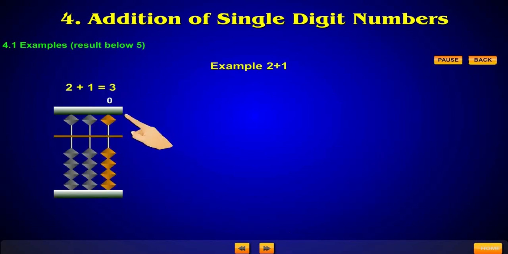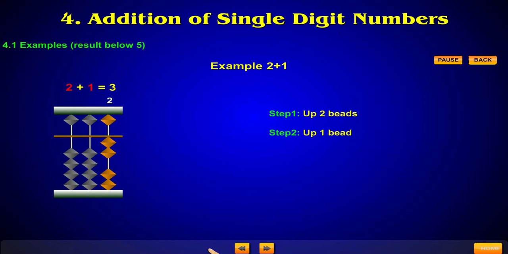Example: 2 plus 1. Step 1. Up 2 beads. Step 2. Up 1 bead. Step 3. Count the total beads moved.